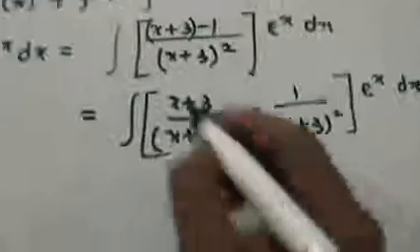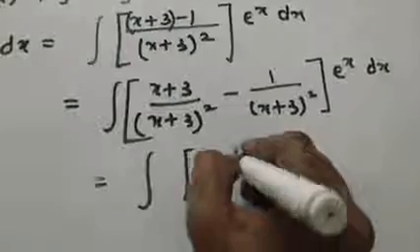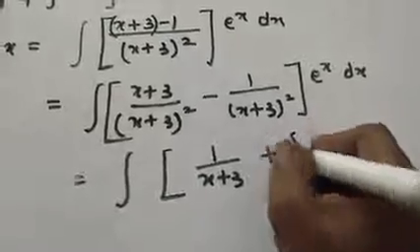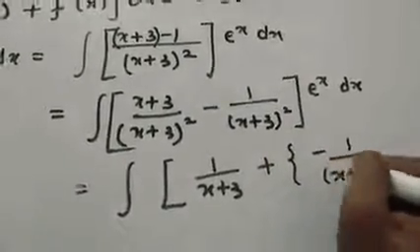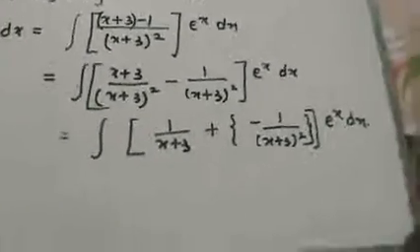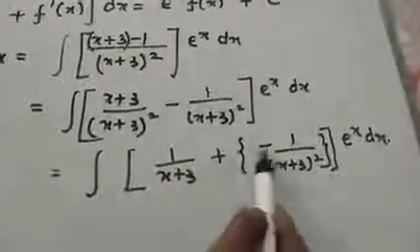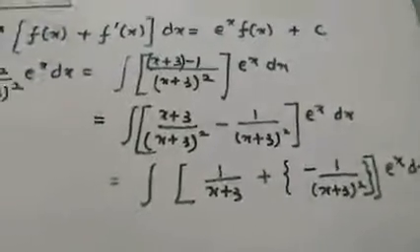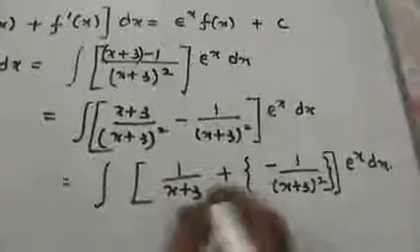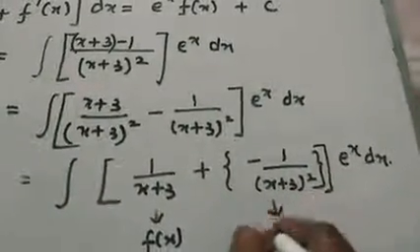Now let us divide. After dividing it gives us 1 by (x+3), and this minus part can be written as plus minus of 1 by (x+3) whole square, e to the power x dx. Clear? First of all dividing, we get 1 by (x+3), and this minus part is converted into plus, plus minus. Now like the same question, question number 7, this is our f of x and its derivative, the derivative of 1 by (x+3), is minus 1 by (x+3) whole square. So this is our f dash of x.